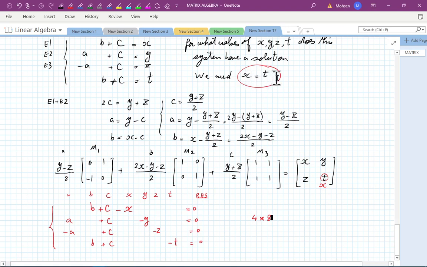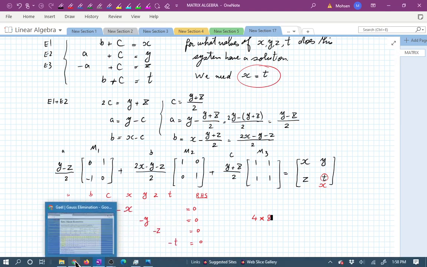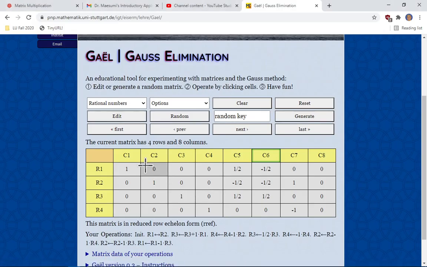So on that web app, how do you see this? The problem in the web app is that you have to remember what these columns are for. So you remember this was A, B, C, then X, Y, Z, T, and this was your right hand side. So that is how they are labeled. In the last equation, if you write it in a traditional format, how does it read? It reads X minus T is equal to 0. Well, that's what it means for X to be equal to T.